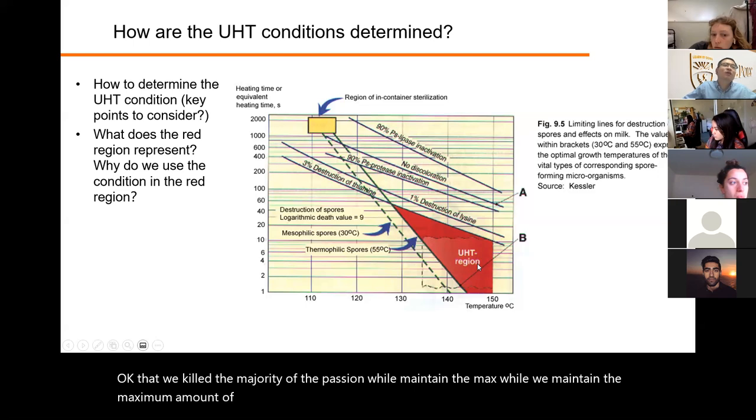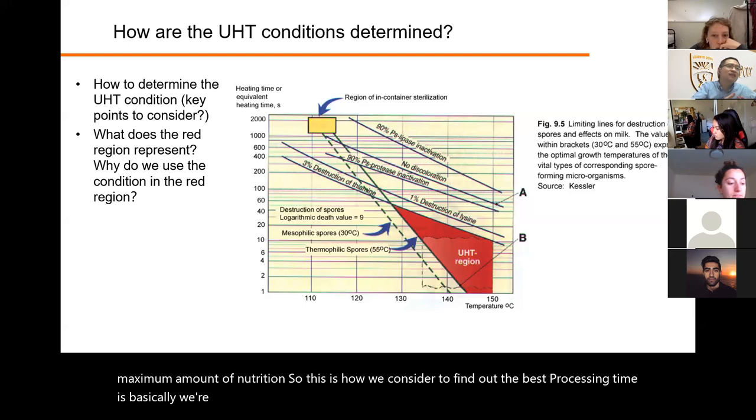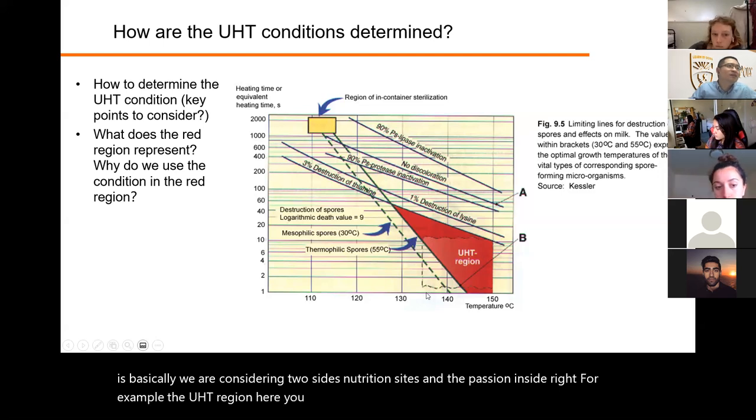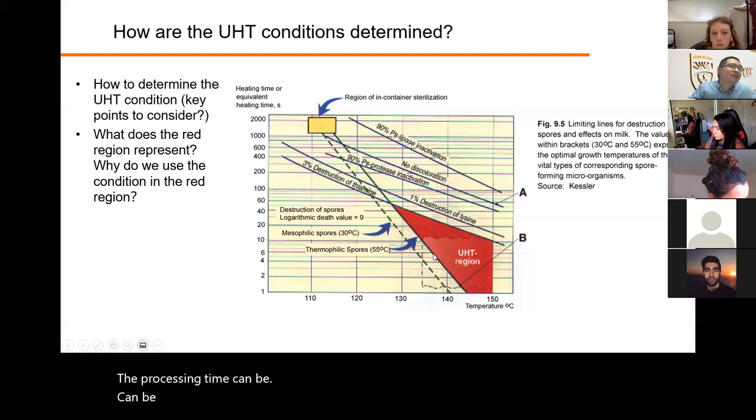So this is how we find out the best processing time. We are considering two sides, the nutrition side and the pathogen side, right? For example, in the UHT region here, if we process at 135 degrees C, the processing time can be very low, a few seconds, right? So this is the UHT region.